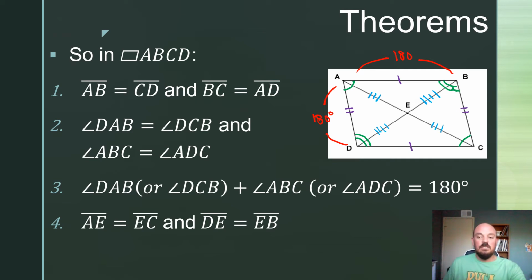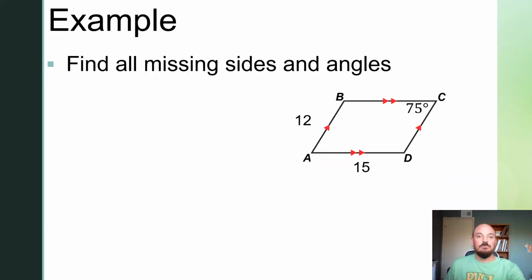So let's take some of these theorems and turn them into examples. So for this picture right here, I want to find all the missing sides and angles. So I gave you two sides and one angle. I said side AB is 12, side AD is 15, and angle C up there is 75 degrees. Now what I'm going to do for my answer, I think I'm just going to fill it in the picture.